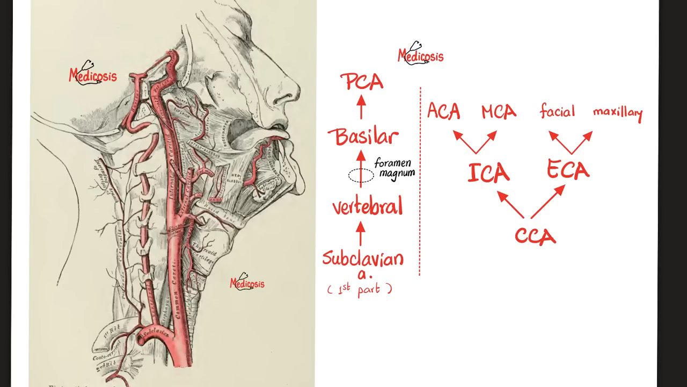How many branches does the internal carotid artery have? The answer is 5 branches. How about the external carotid artery? It has 8 branches. To learn more about the branches of the internal carotid and the external carotid arteries, please refer to my video titled The Carotids, which you can find in this anatomy playlist.